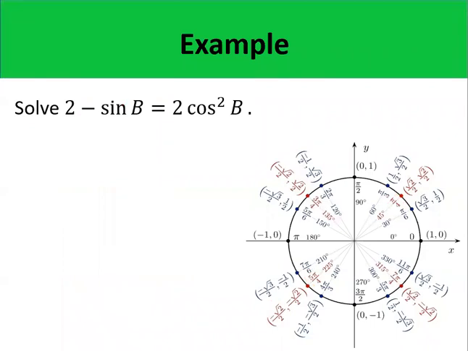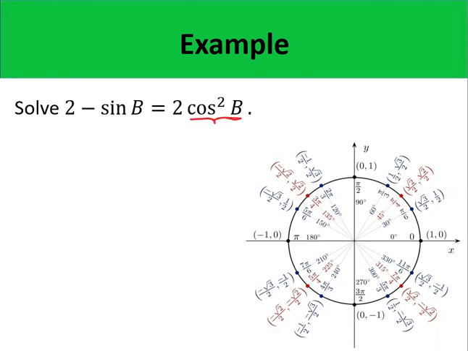Okay, next. Next we have 2 minus sine of b is equal to 2 cosine square of b. Now observe that this equation contains two trigonometric functions, namely sine b and cosine b. So in order to solve this equation, we need to make sure that our equation involves only a single trigonometric function. In order to do that, we have to make use of trigonometric identities.